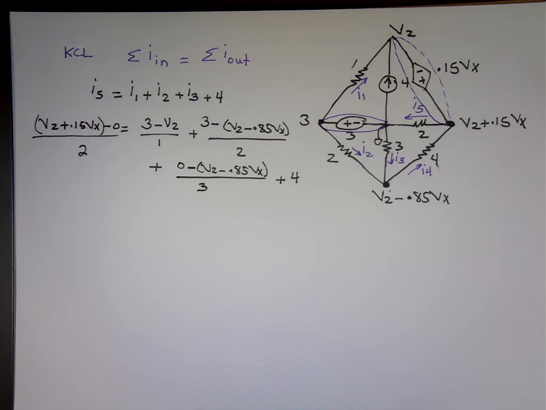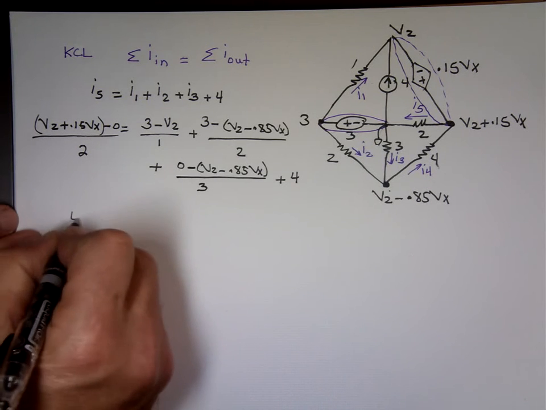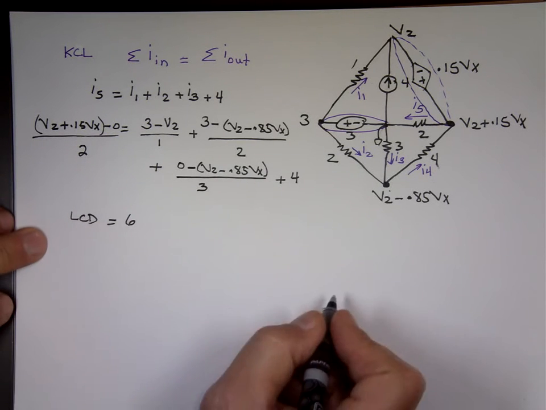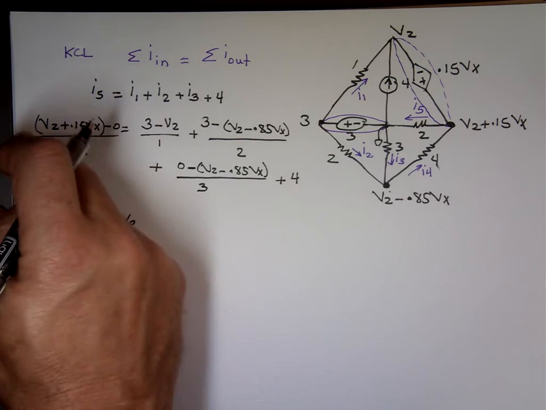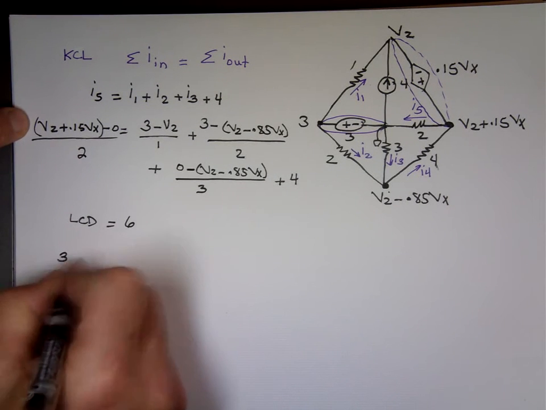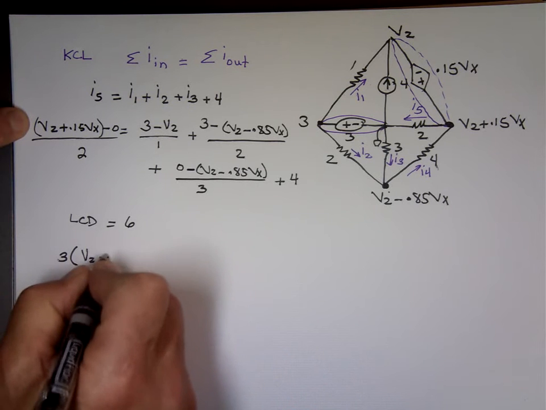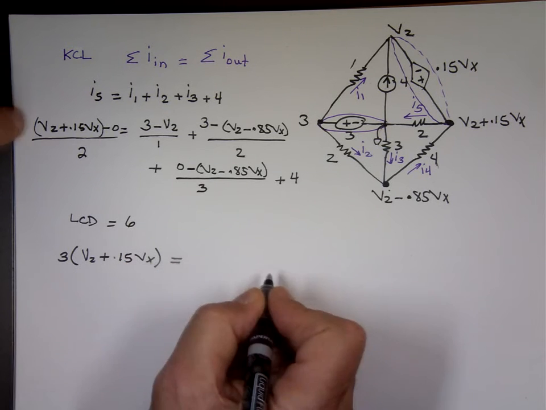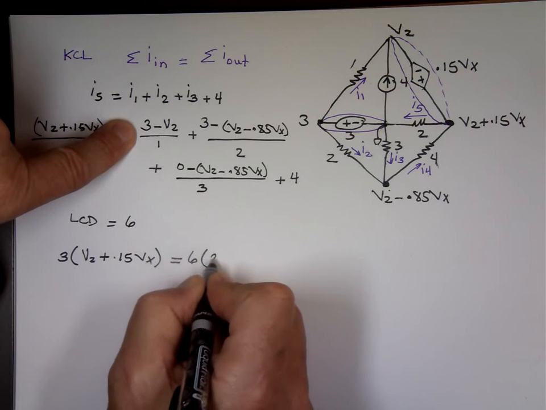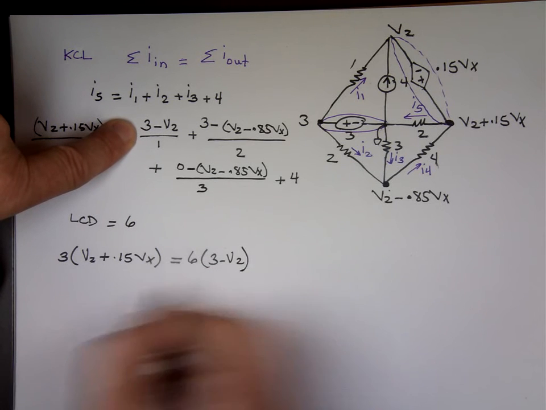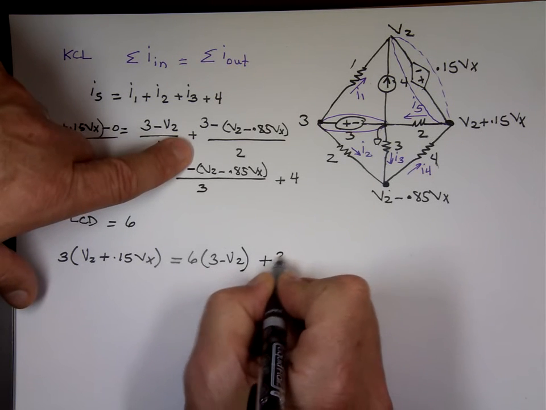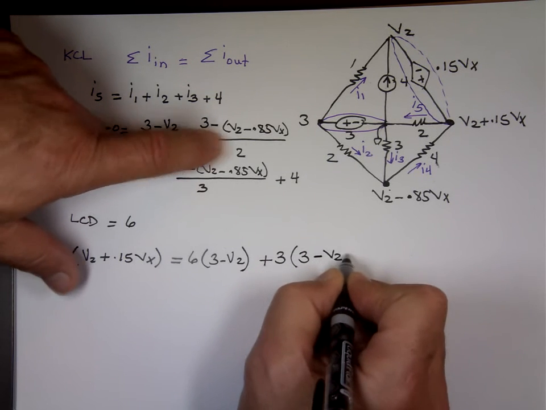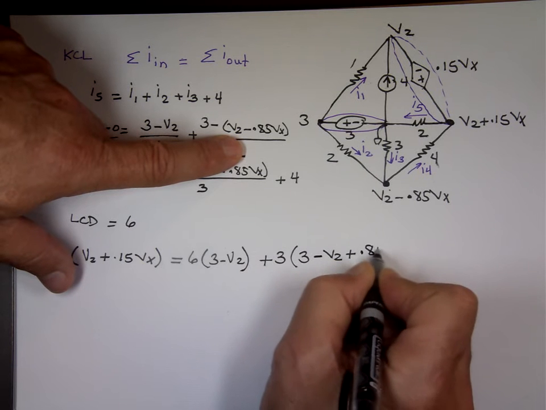And what's my LCD here? The LCD for the 2 and the 3 is a 6, right? So let's multiply the whole equation by 6. 6 times this, that will make it what? 3 times V2 plus 0.15 Vx. 6 times 3 minus V2 plus 3 times, this will be what? 3 minus V2 plus 0.85 Vx.